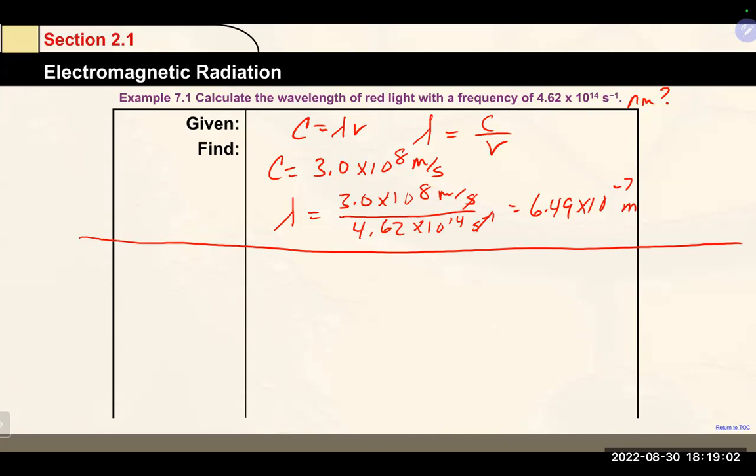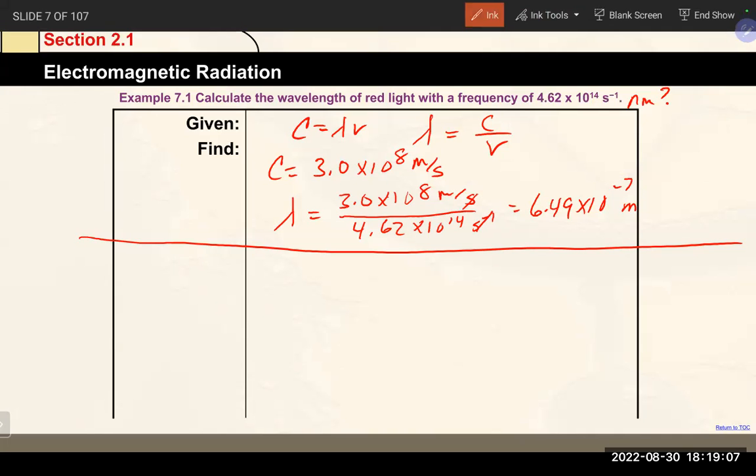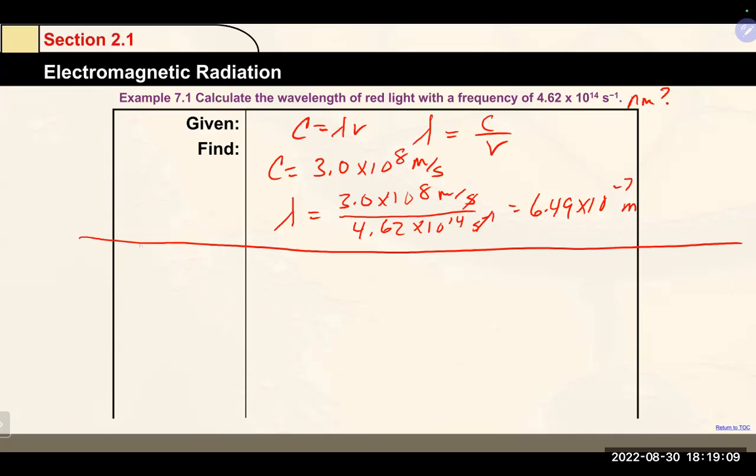So if we're going to enter this into our calculator, again, we want to make sure you use your exponent button. So you would go 3. You don't really need to put the 0.0. You could hit the exponent button. And then since this is a positive exponent, you could hit 8. Remember, you don't want to hit multiplication or anything else like that. Then you would do your divide button. And you would go 4.62 exponent button. In this case, it also is positive, so you go 14 and then hit equals.